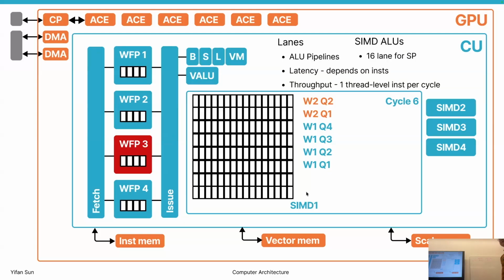Quick question. What's the advantage of these two designs, 64 threads versus 32 threads?